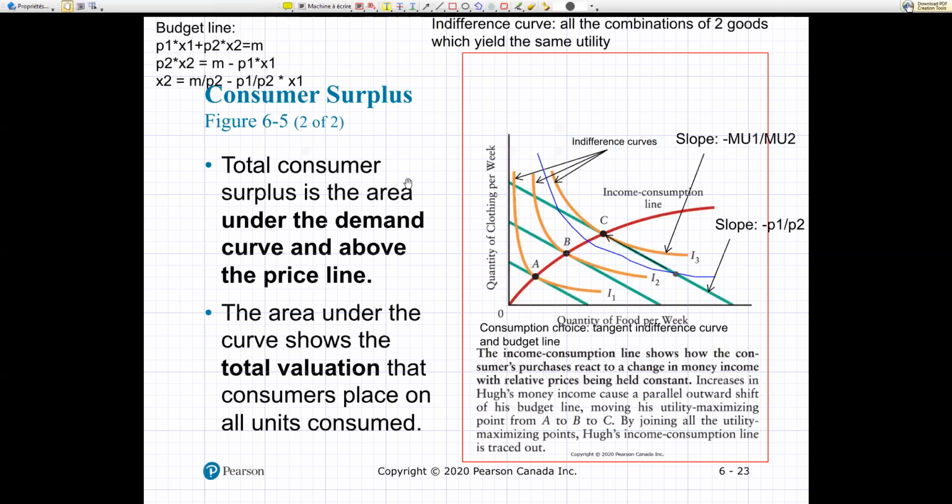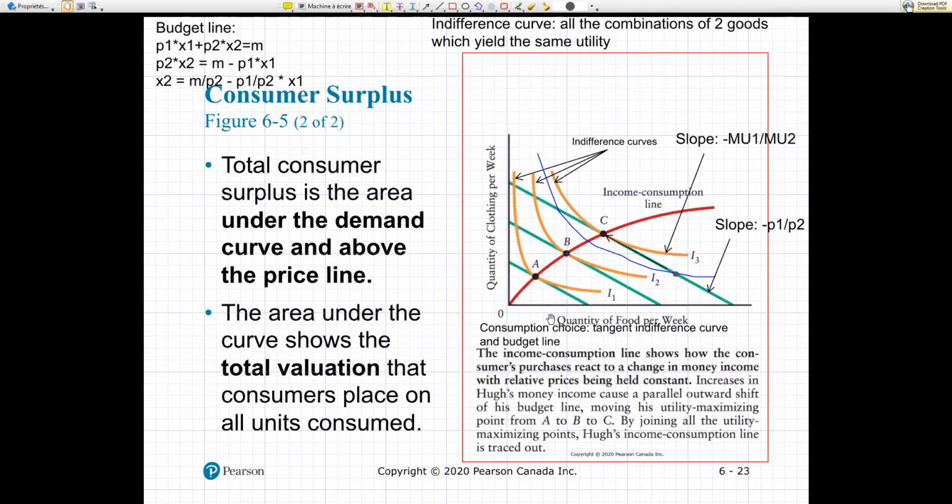All right. Oh yeah, and then finally, what is the income consumption line? So that's the line that describes how much I consume of either good when my income goes up. So if I'm poor, I consume at A, then I'm richer, I consume at B, and then I'm even richer, I consume at C. So if you trace a line that unites all these points, it gives you the income consumption line. And what does that tell you?